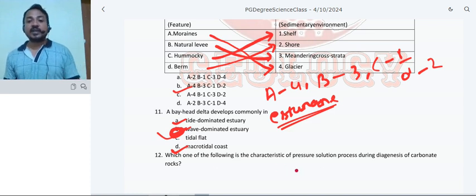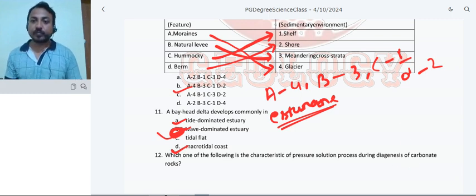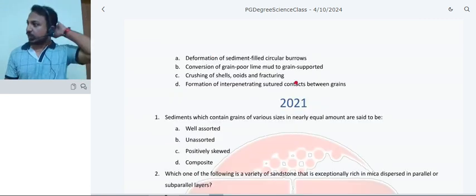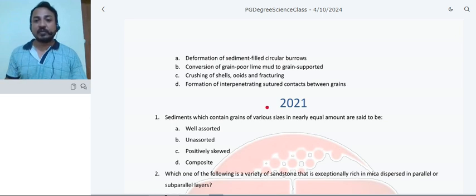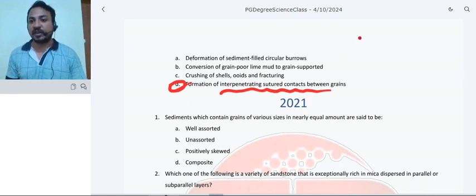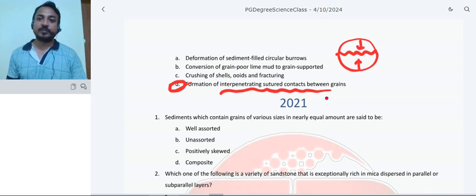Which one of the following is the characteristic of pressure solution process during diagenesis of carbonate rocks? During diagenesis, the transformation of minerals and physical compaction occur. If there is a pressure solution action, there must be a suture contact. Always remember, pressure solution is always associated with a suture contact. The formation of interpenetrating suture contact is a characteristic of pressure solution. It will be like this is a grain and there will be a sutured contact like this in between them, because of pressure solution.